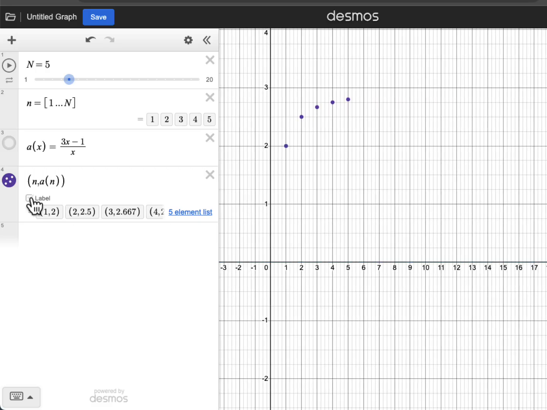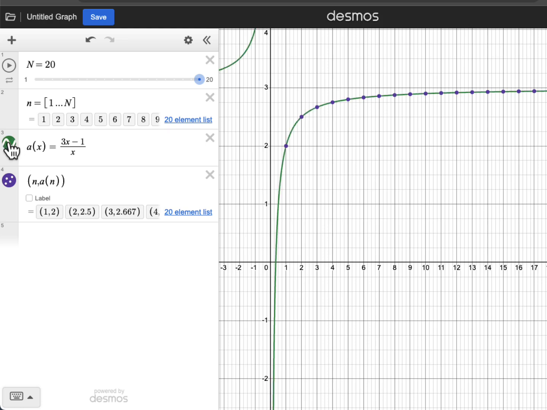Now if you want to see more terms of the sequence, you simply have to drag capital N to higher numbers. Drag it to 6. Now we have 7 points, 8, 9, 10, etc., all the way up to 20. And here are the first 20 terms of the sequence graphed. Notice if I reveal the actual function, we get a continuous curve that passes through these points.